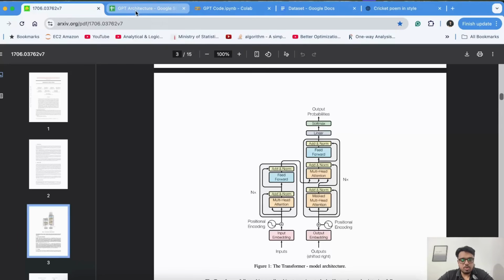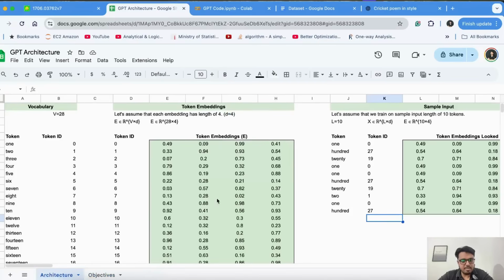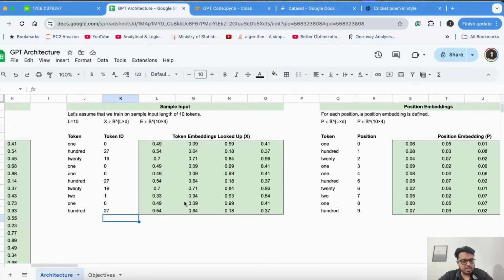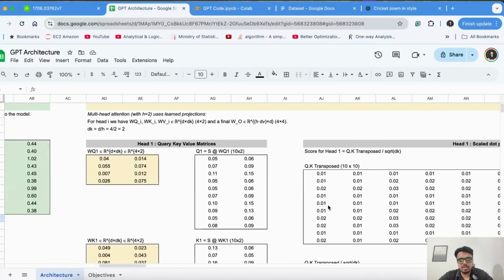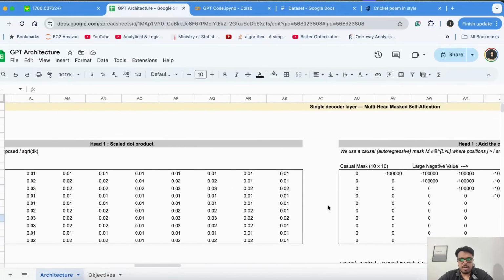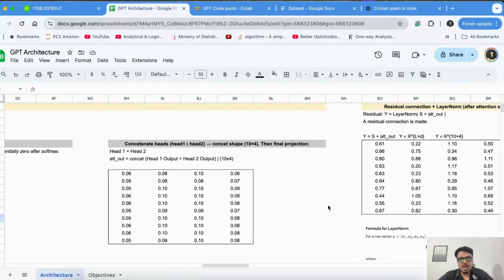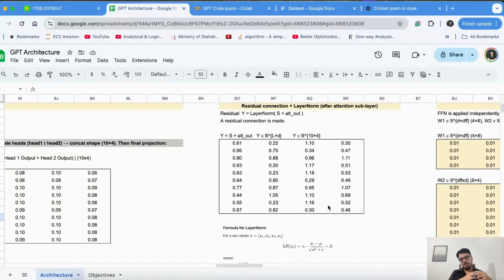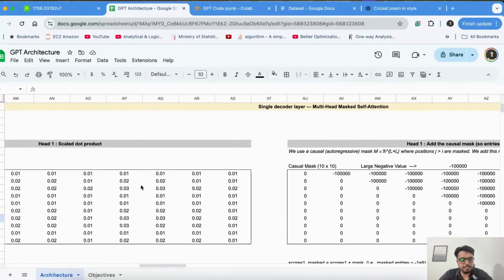So the first goal over here would be to visually represent this architecture in a very detailed manner on Google Sheets. So each step that happens within the architecture, and what are embeddings, what is multi-head attention, and what are different heads, and how this architecture flows end to end is what we'll try to achieve through a visual representation.